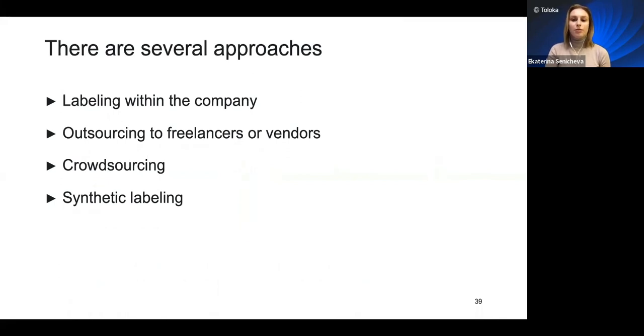So who is responsible for labeling data in a team? Well, there are several approaches. The first one is labeling within the company, where labeling happens thanks to the efforts of a data labeling engineer. You can also outsource these activities to freelancers and vendors. You can use crowdsourcing, and you can use synthetic labeling. All these approaches have different pros and cons, which we will cover in the following slides.